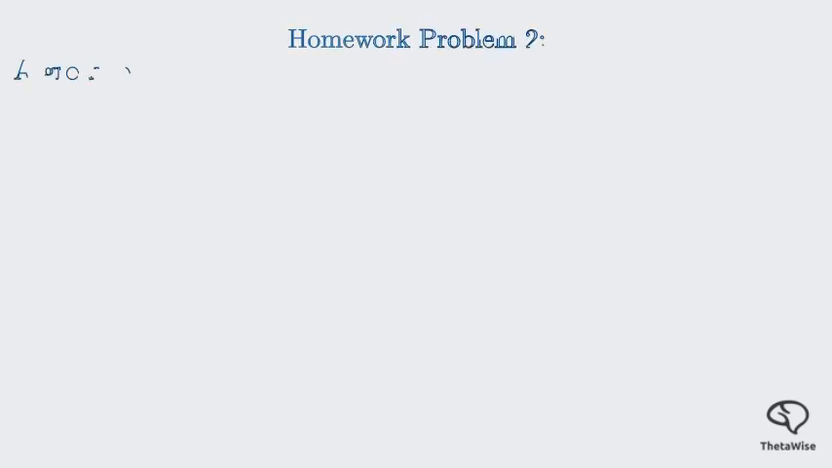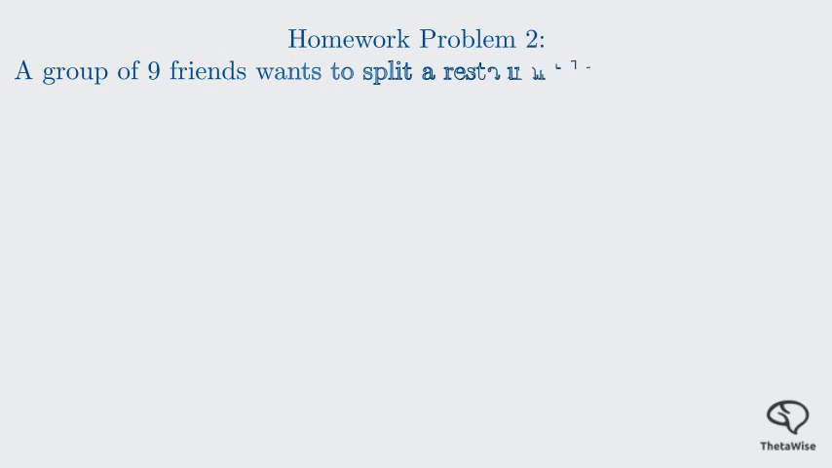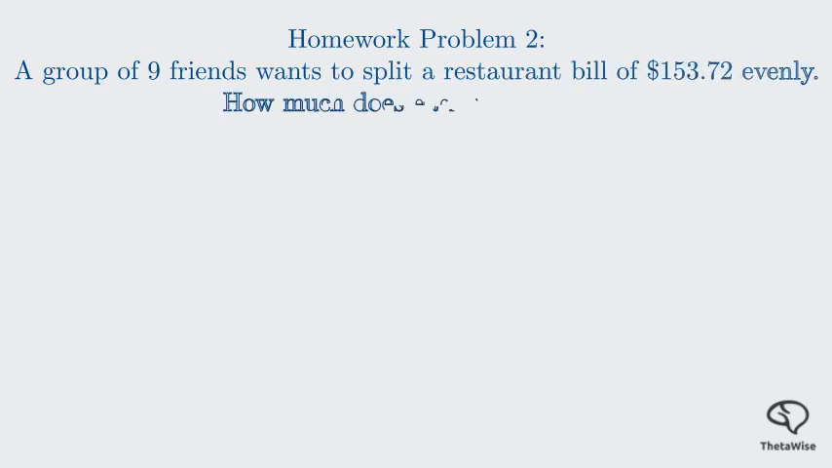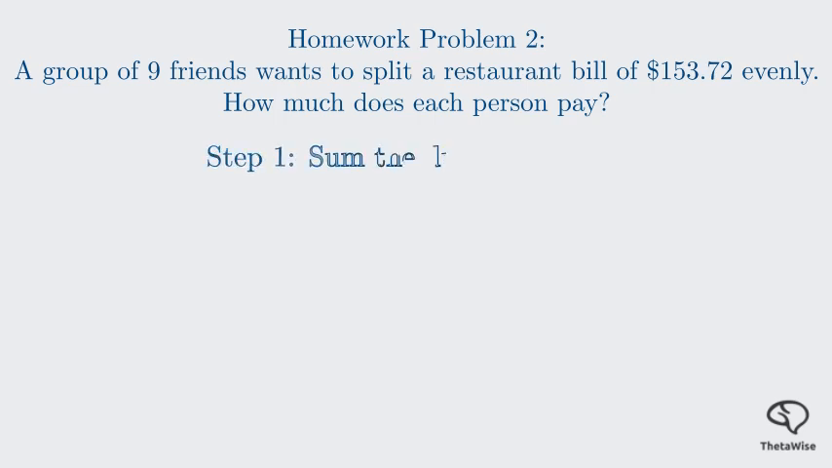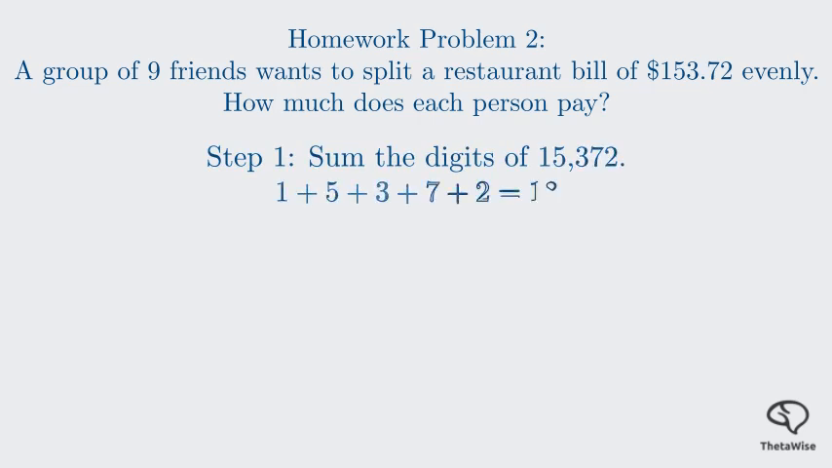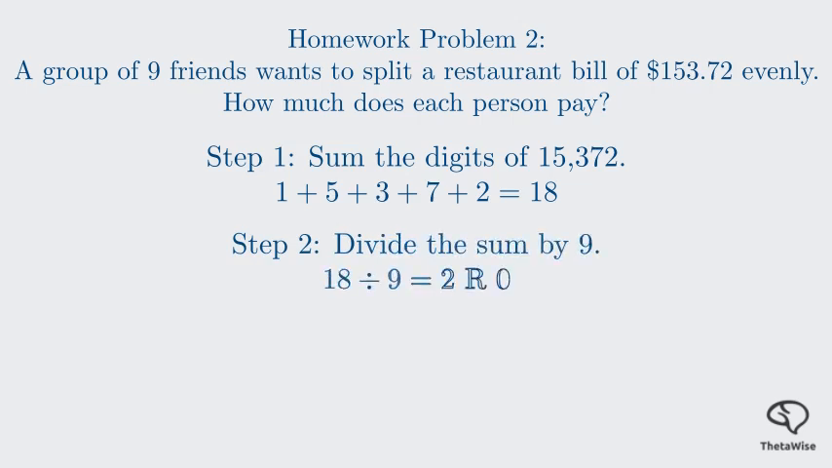Problem 2. A group of 9 friends wants to split a restaurant bill of $153.72 evenly. How much does each person pay? This is a division problem. We need to find $153.72 divided by 9. Let's ignore the decimal for a moment and divide 15,372 by 9. First, sum the digits of 15,372. That's 1 plus 5 plus 3 plus 7 plus 2, which equals 18. Next, divide the sum by 9. 18 divided by 9 is 2, with a remainder of 0.